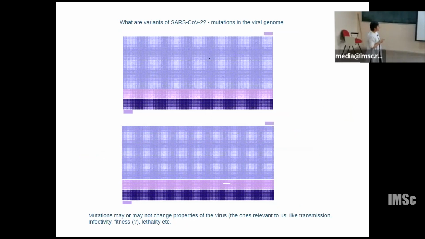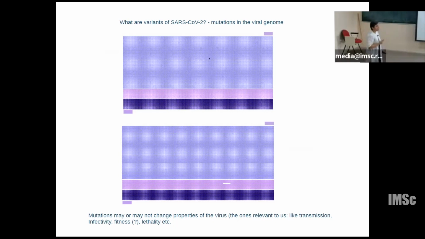So if you see here, this is how mutations look like. Sometimes you get one change from A to T or G to C and so on. Can you see that dark spot right in the middle of that violet on top there? So that's the change. Sometimes you might see something like a deletion. There is a region that's missing.